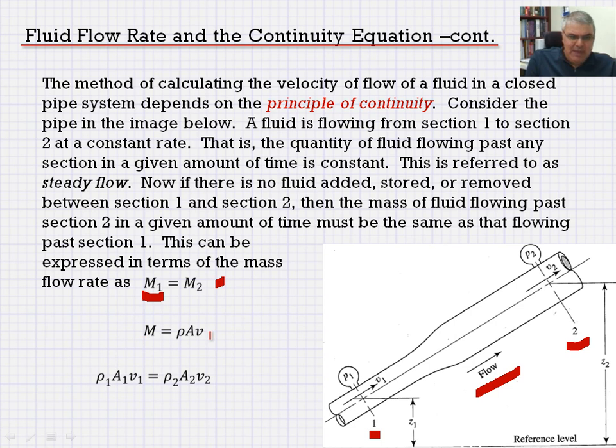Realize what I just mentioned about mass flow rate. M is rho times A times V. That's density times the cross-sectional area, or the area of the pipe at this point, multiplied by V, which is the velocity at that particular point. So if we have those, then rho 1, A1, V1 equals rho 2, A2, V2, or rho sub 1, A sub 1, V sub 1, and so on. Very important equation right here.